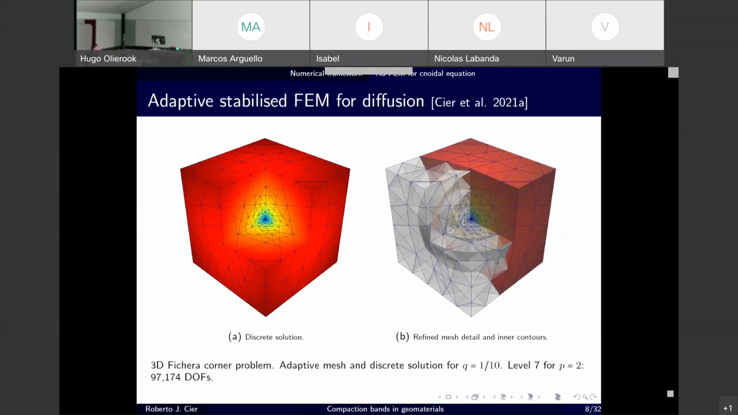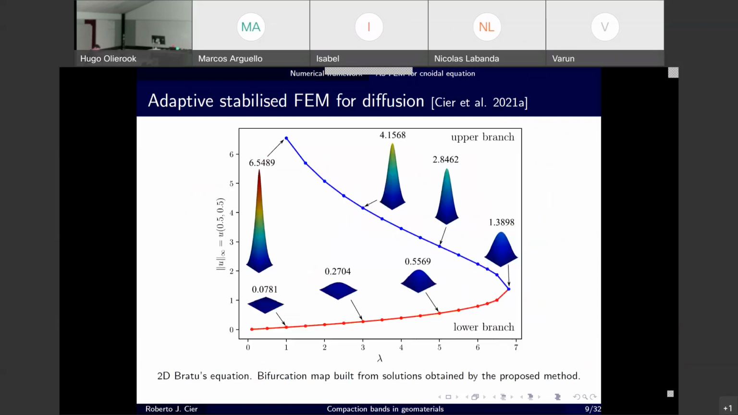So at the end, we ended up building a framework where we can deal with problems with diffusion, where we could have some singularities that require a well-guided adaptive scheme in order to find enough resolution to solve these points in our meshes. So, for example, this is a clear example where the method shows that it's powerful enough to do it. Then we attack nonlinear problems, where we were able not only to solve the problem nonlinearly, but also to find both branches of this Bratu equation, which is an equation that has a similar structure to the conoidal one.